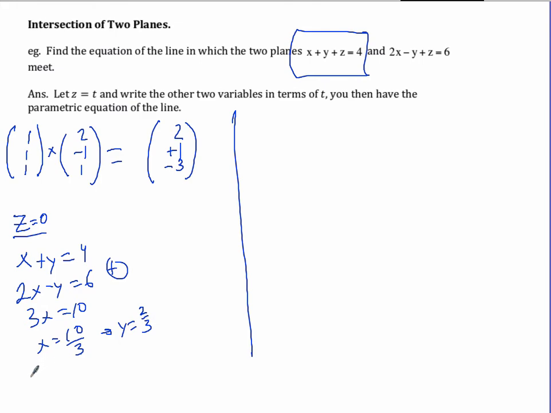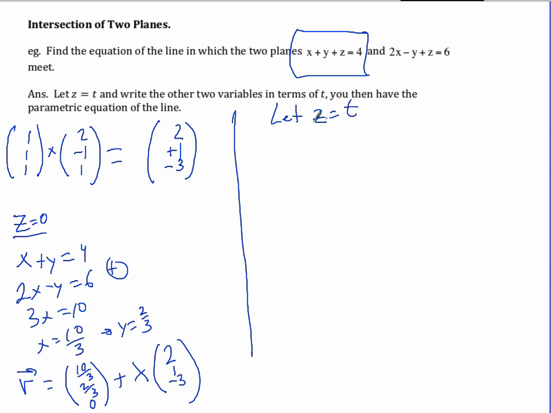So the equation would be the point 10 thirds, 2 thirds, 0, plus lambda or t or whatever times the direction, which is going to be 2, 1, -3. The other way to do it involves just letting z equals t.